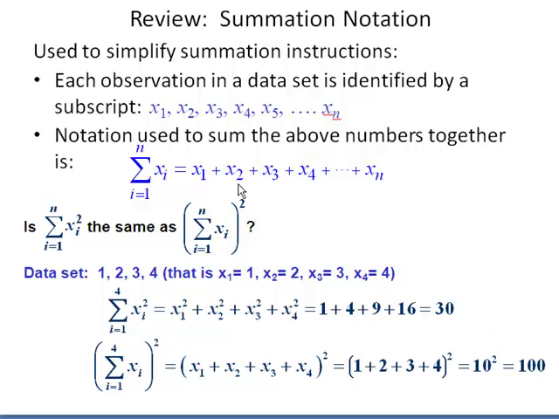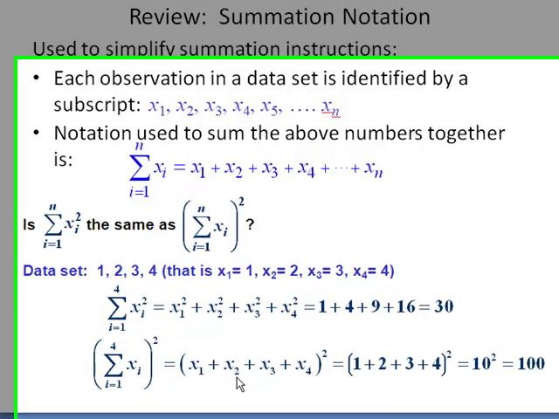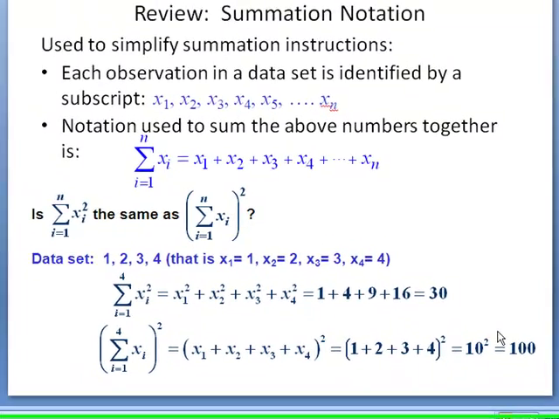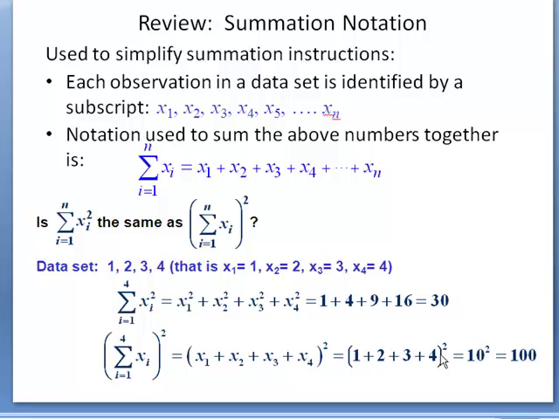Now let's look at this symbol. The summation from 1 to 4 of the data values, and then after I take that sum, I square it. So I'm going to take data value 1 plus data value 2 plus data value 3 plus data value 4, add those together and square them. So I'm going to take 1 plus 2 plus 3 plus 4, that's what you see here, square it to get 10 squared, which is 100. And as you can see, two very different numbers.